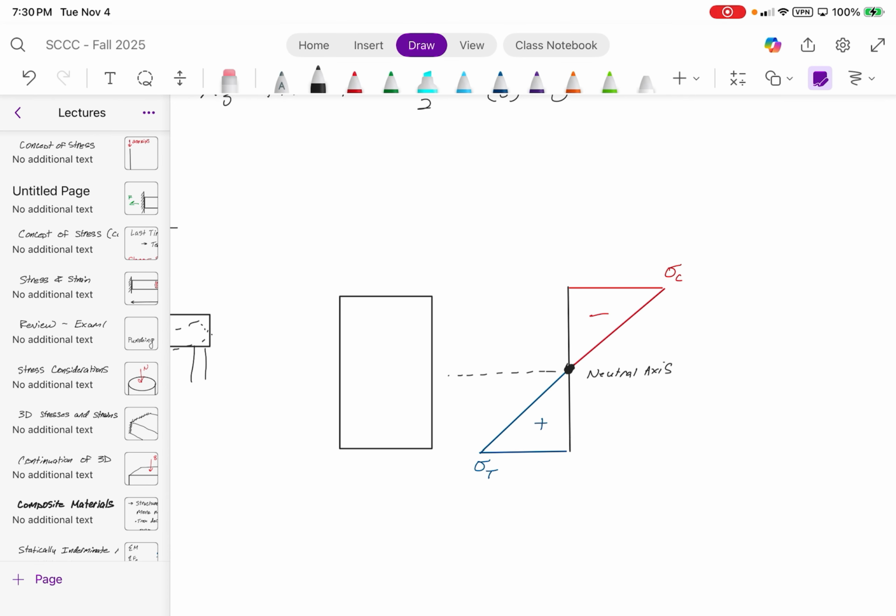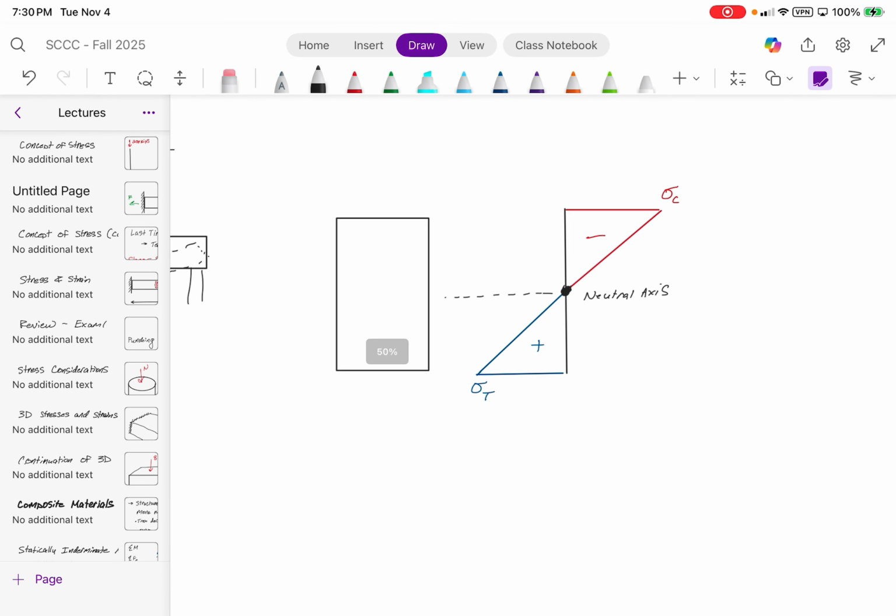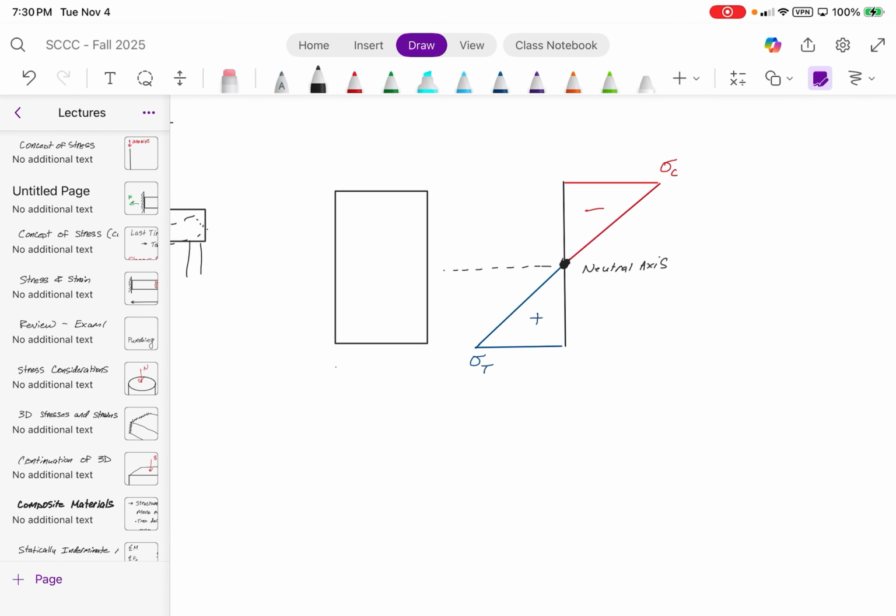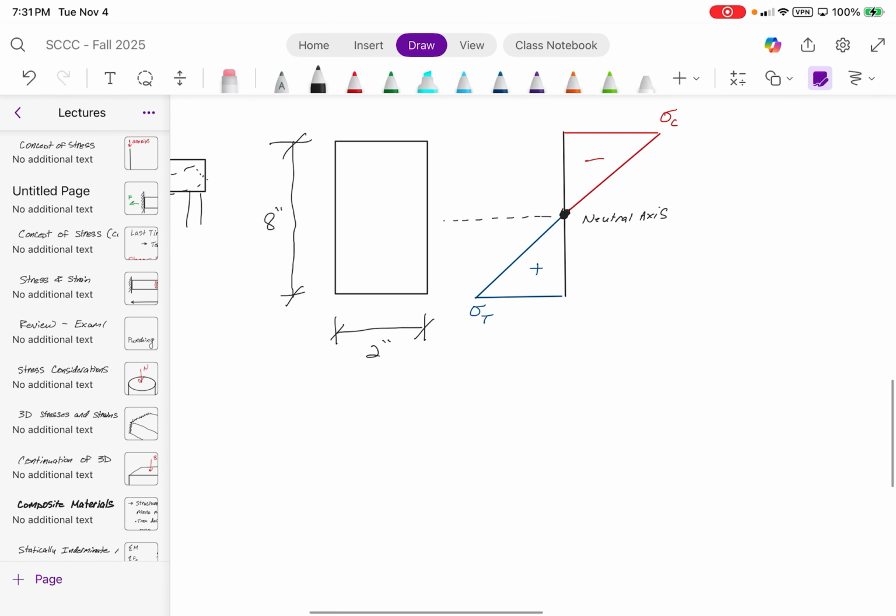Well, hopefully when we do a quick example for this rectangle, let's say that this has dimensions of 2 inches and 8 inches, nominal. All right? Now, how would we find where the center is?